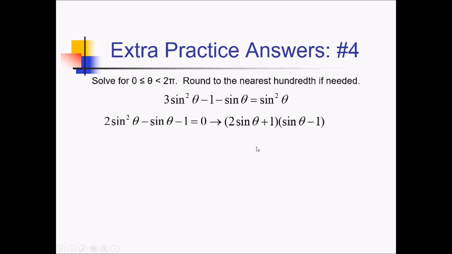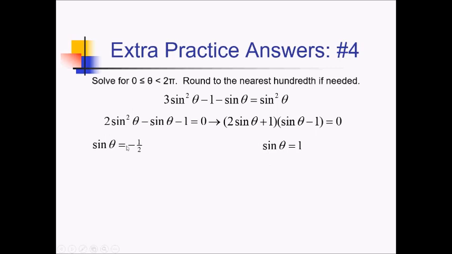All right, so this should equal 0. And now we'll just set each of these factors equal to 0 and solve this. So if 2 sine of theta plus 1 equals 0, subtract 1, divide by 2, we see that sine of theta is going to be -1/2. And if sine of theta minus 1 equals 0, then we know sine of theta has a value of +1.